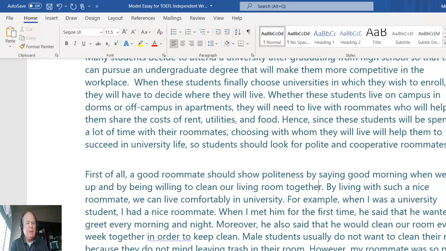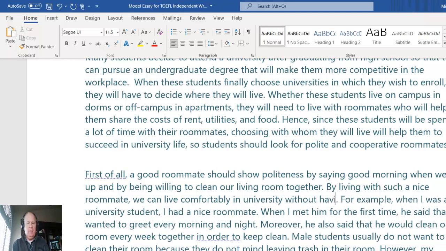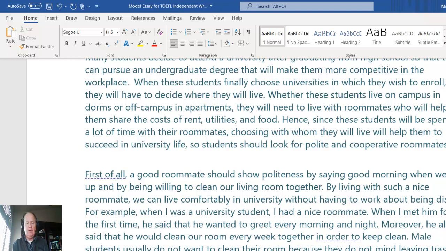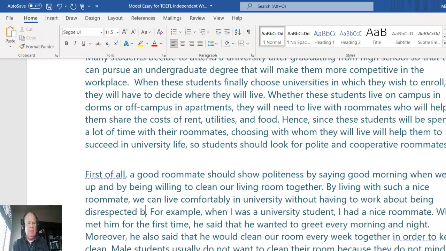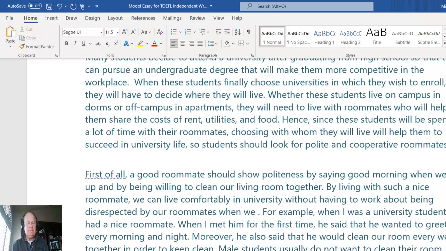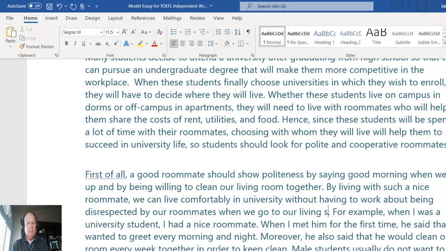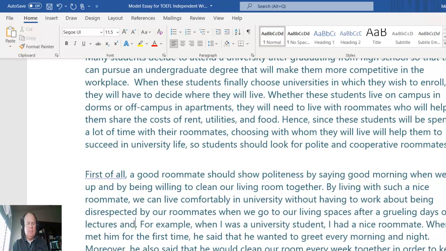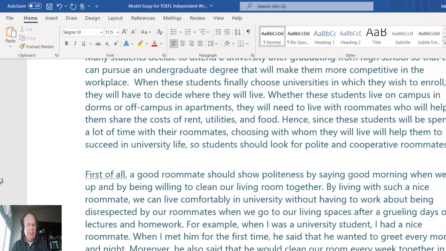By living with such a nice roommate, we can live comfortably in the university without having to worry about being disrespected by our roommates when we grueling, we'll put. So I added a little bit more there.